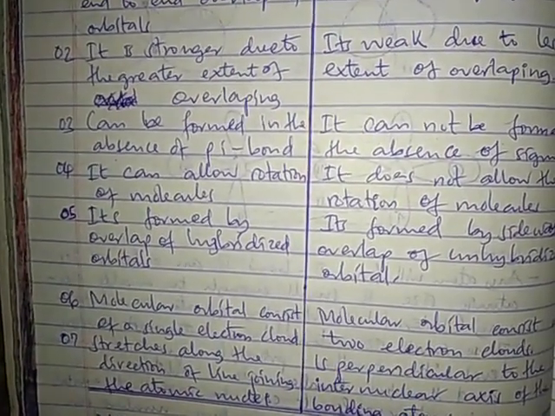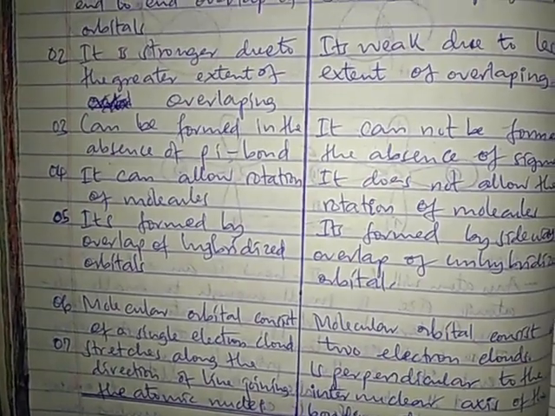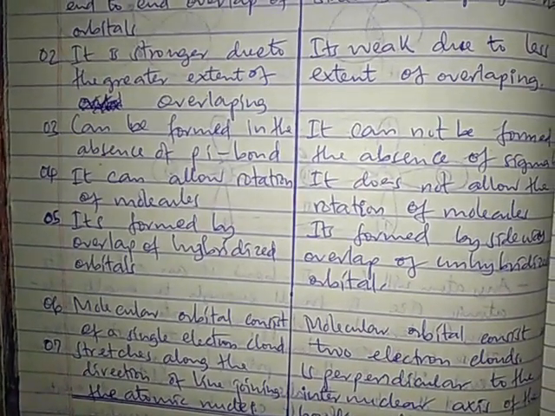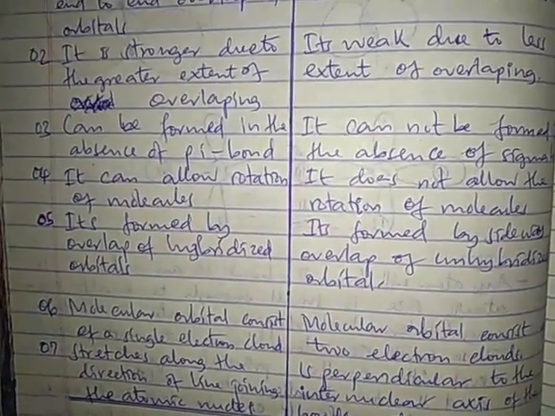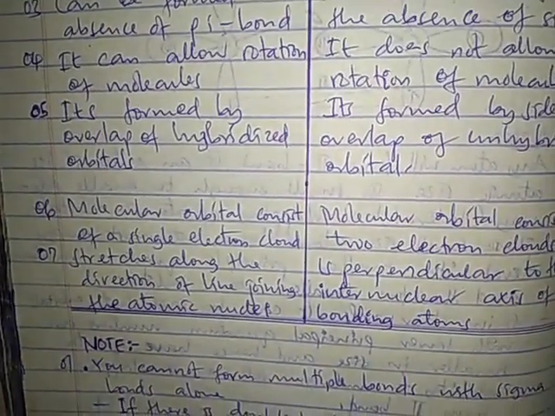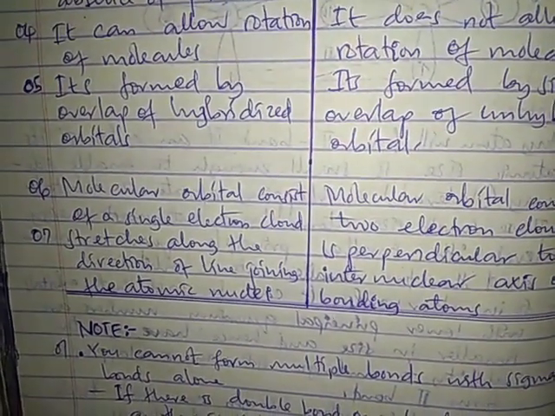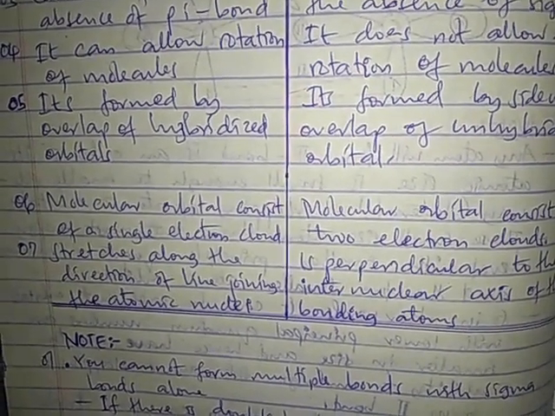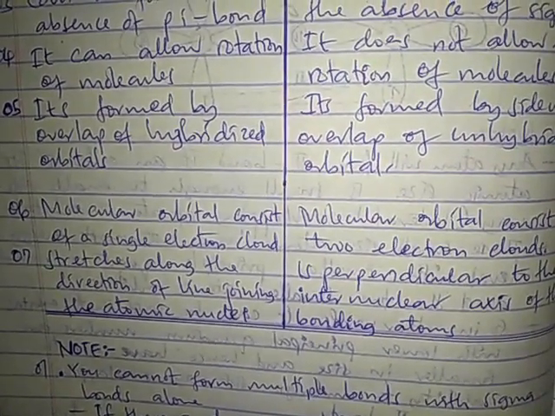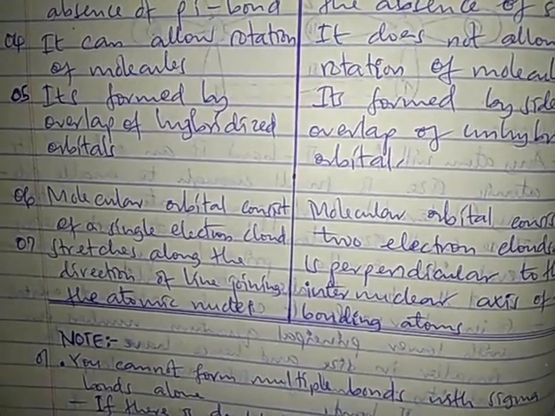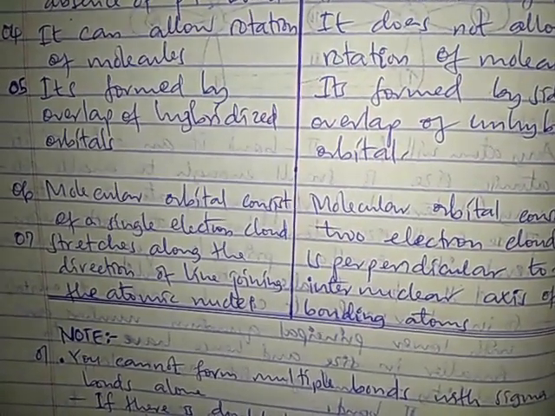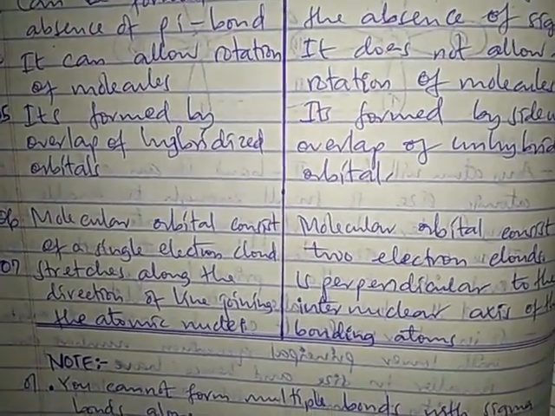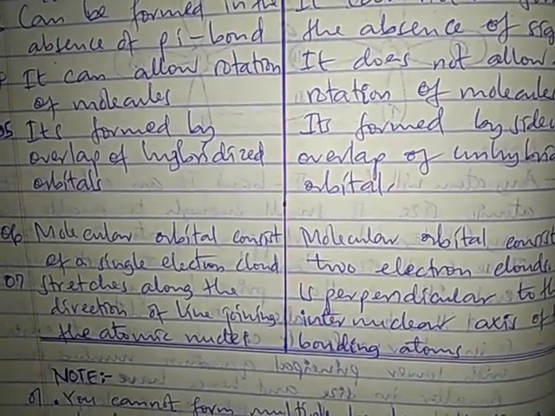Fifthly, sigma bond is formed by overlap of hybridized orbital, while the pi bond is formed by the sideway overlap of unhybridized orbital. Sixthly, the sigma molecular orbital consists of single electron cloud, while the pi molecular orbital consists of two or double electron cloud. Seventh, sigma stretches along the direction of the line joining the atoms, while pi stretches perpendicular.